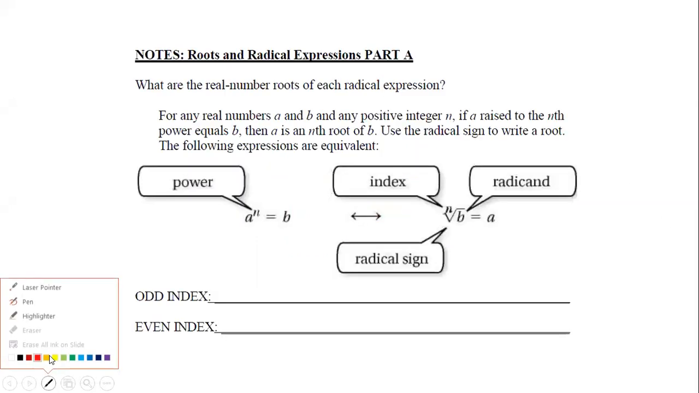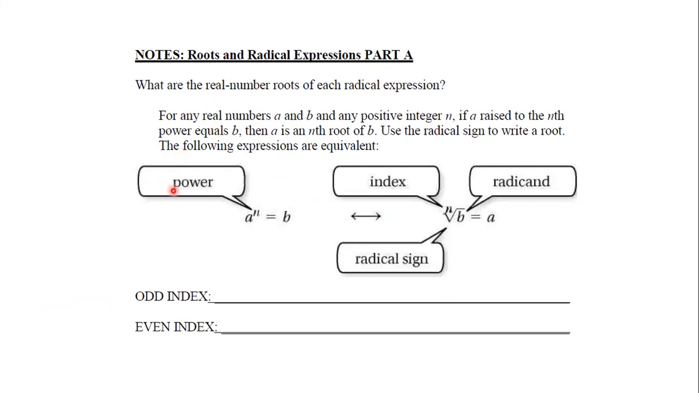We're going to start off with defining some stuff. So first up, we are going to talk about what the real number roots of each radical expression are, which is what we're trying to find. The key word here is real numbers, okay? We've talked about complex, right? Those are our imaginary friends, but we're back to not focusing on those. Only focusing on the real.